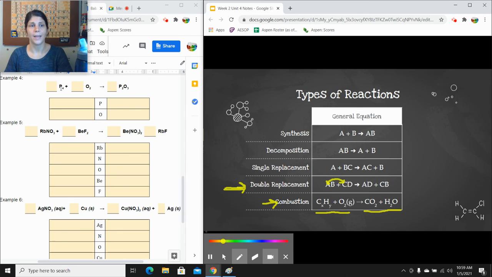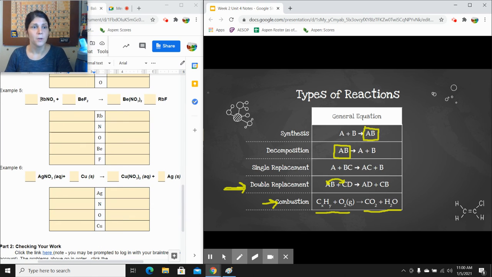In example 4, we had element P reacting with element O, forming just one product here. Do you see how there's just one product? If there's just one product, it's a dead giveaway that it's a synthesis reaction. Synthesis reactions are the only ones that have one product. Look at these other ones. On the right side of the arrow, on the product side, they all have multiple products. Synthesis is the only one that has one product, and decomposition is the only one that has one reactant. So example 4 right here is a synthesis reaction.